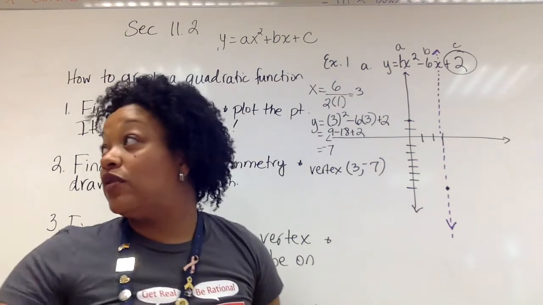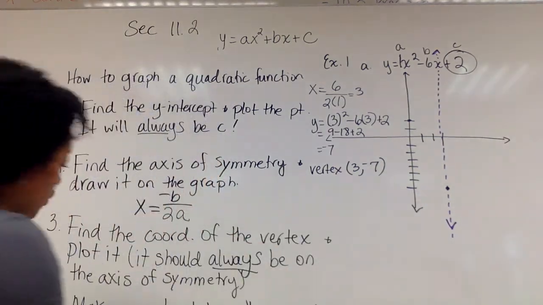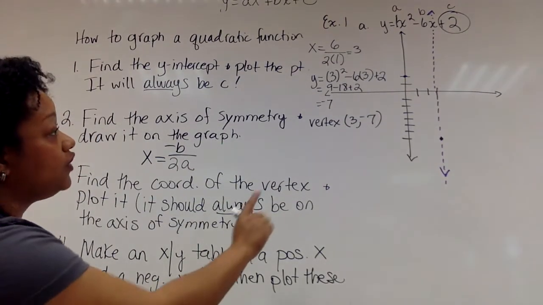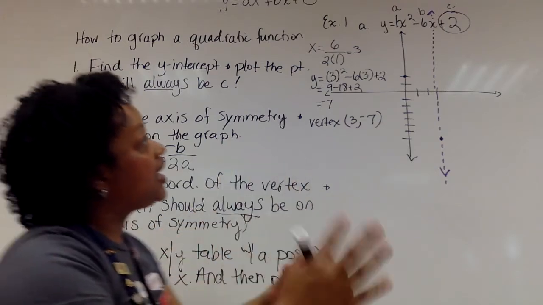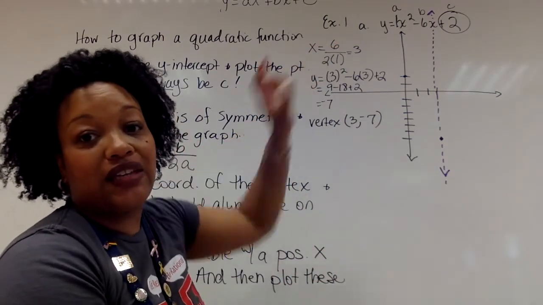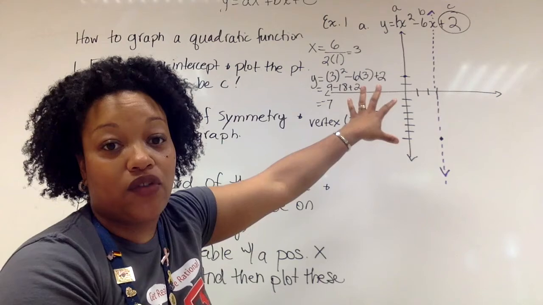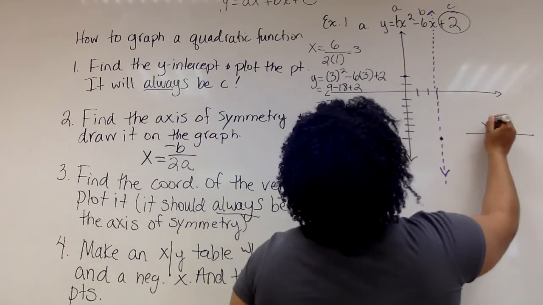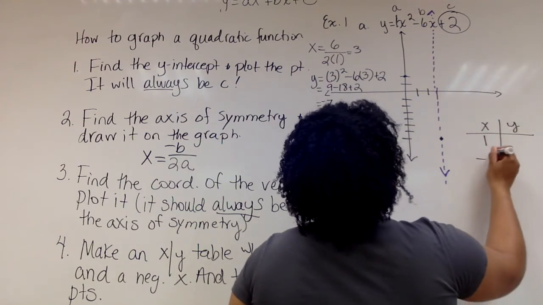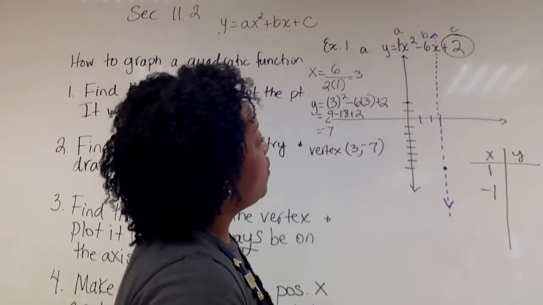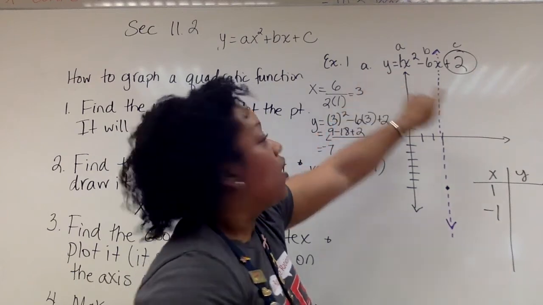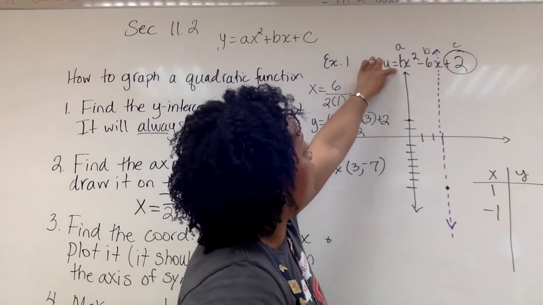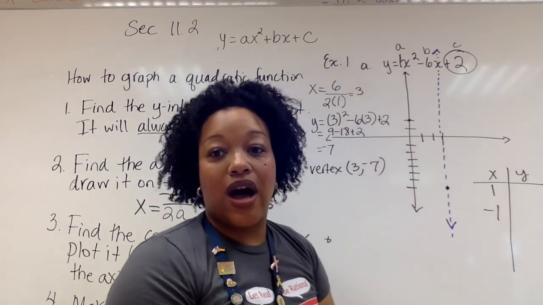Last step. I'm almost done. Last step. You're going to make you a quick little XY table. And you're going to get you 2 points, a positive and a negative. Put it into your equation to get 2 more points to graph on your line. So I want to get, let's do positive 1 and negative 1. I want you to go ahead, plug that in. 1 squared minus 6 times 1 plus 2. Then do the same thing with the negative. Get your values for y.